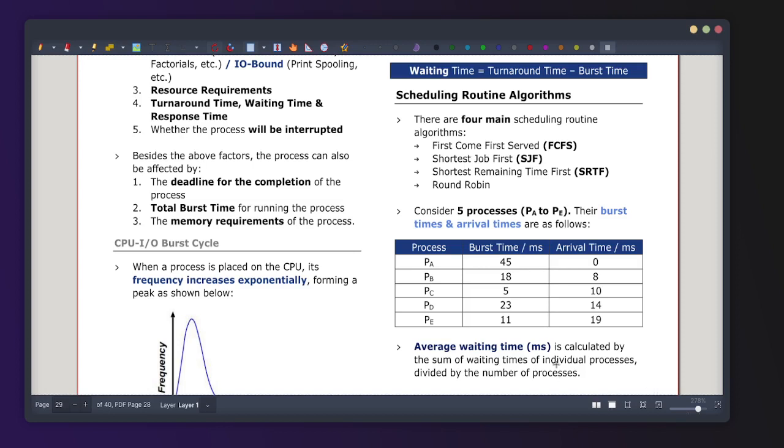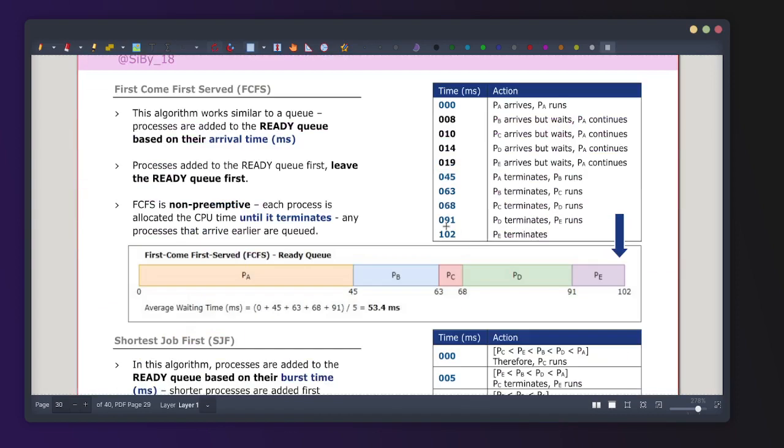Okay, let's dive into the first algorithm, first come first serve. Now the first come first serve algorithm works just like a normal queue.